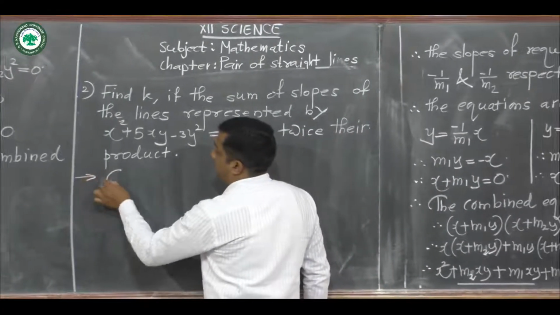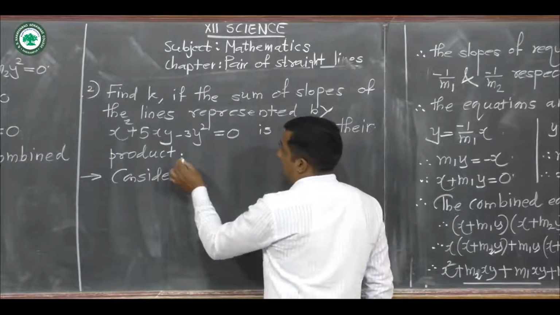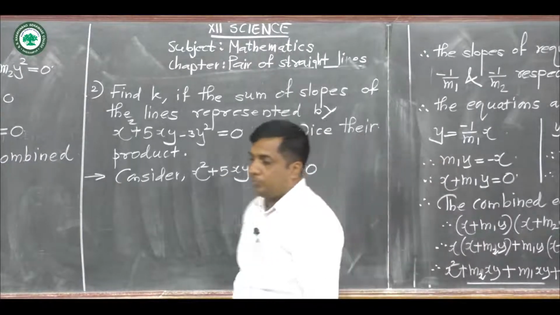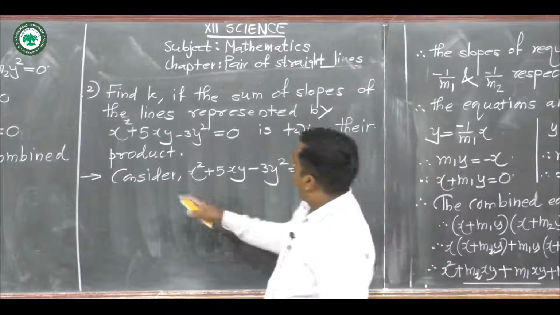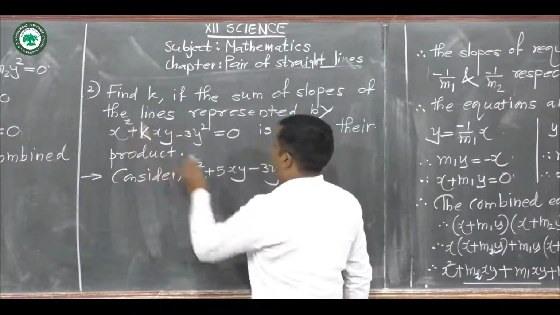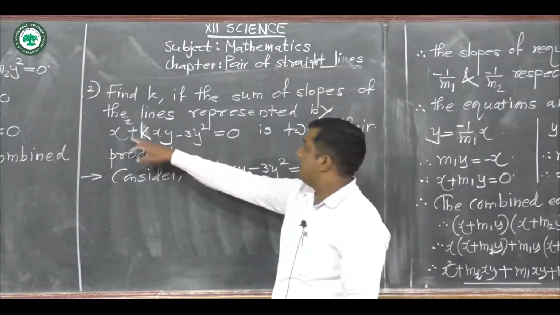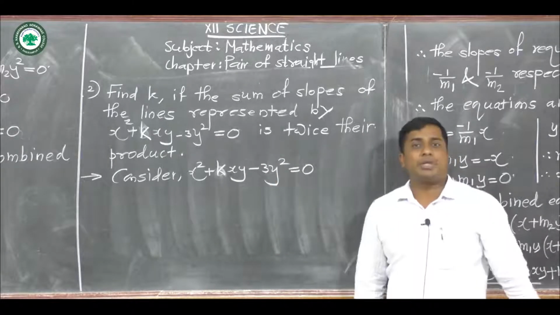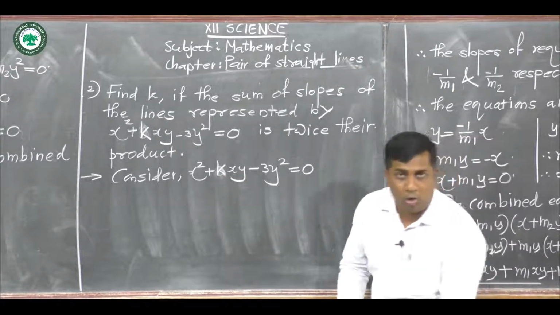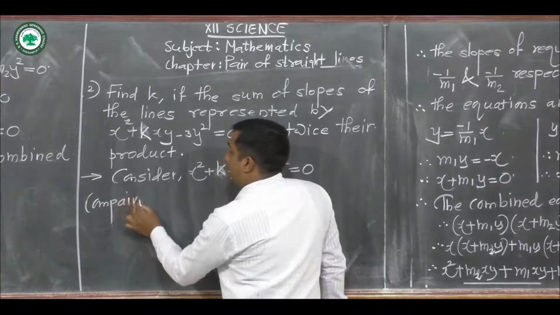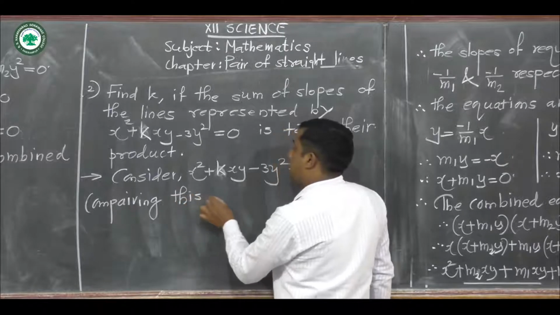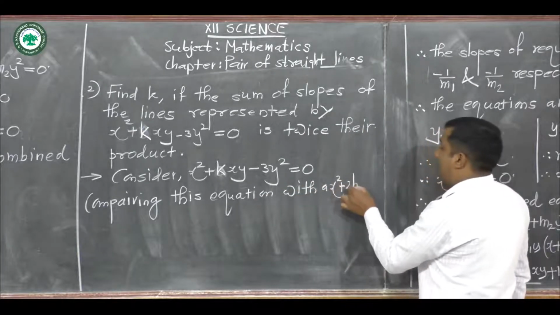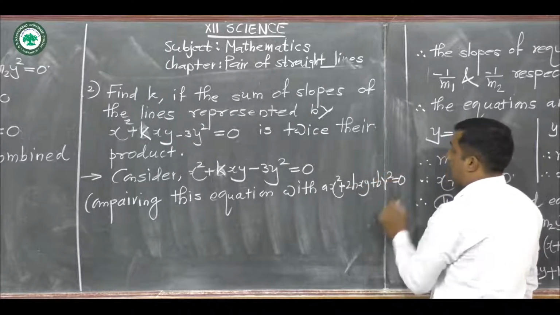Okay, let us consider the given equation. Here the given equation is x square plus 5xy minus 3y square is equal to 0. Sorry, in this example we have a k, so we replace 5 by k. The given equation is x square plus kxy minus 3y square is equal to 0. Now we compare this equation with ax square plus 2hxy plus by square is equal to 0.